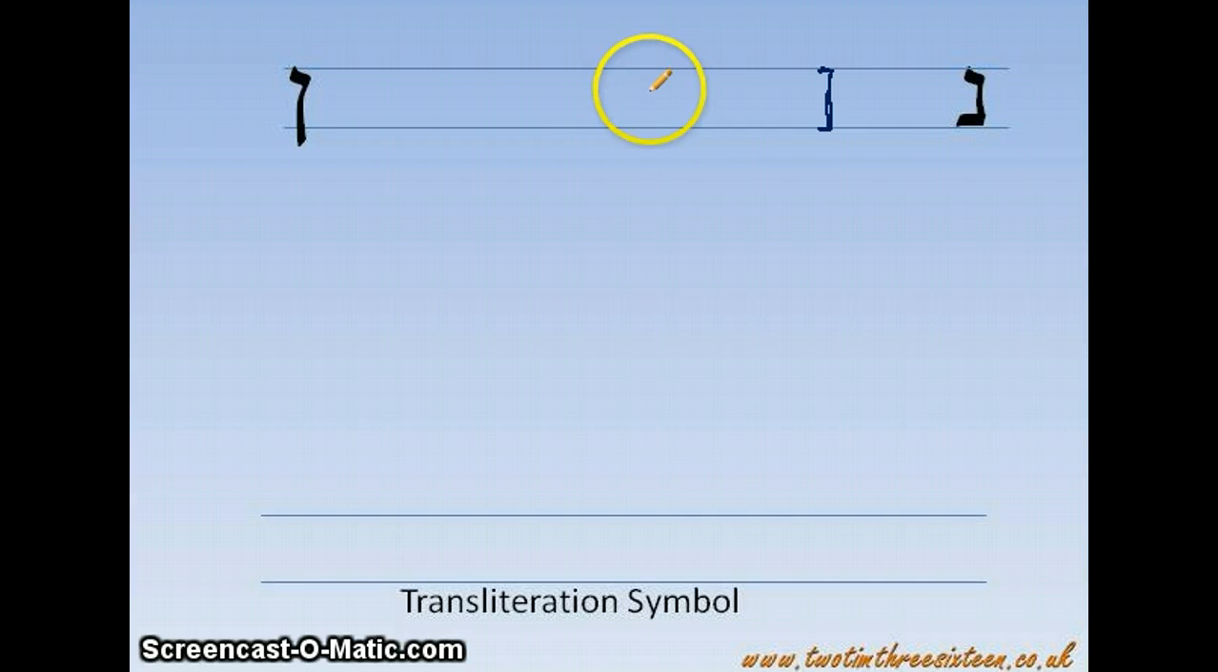It's quite similar to the Vav, except that down here there's a little foot. If you remember, the Vav looks like this, but the Nun, when we draw that, is going to look like that with a little foot, with this part here, that bottom extension, whereas the Vav does not have that. These are letters which are frequently confused.